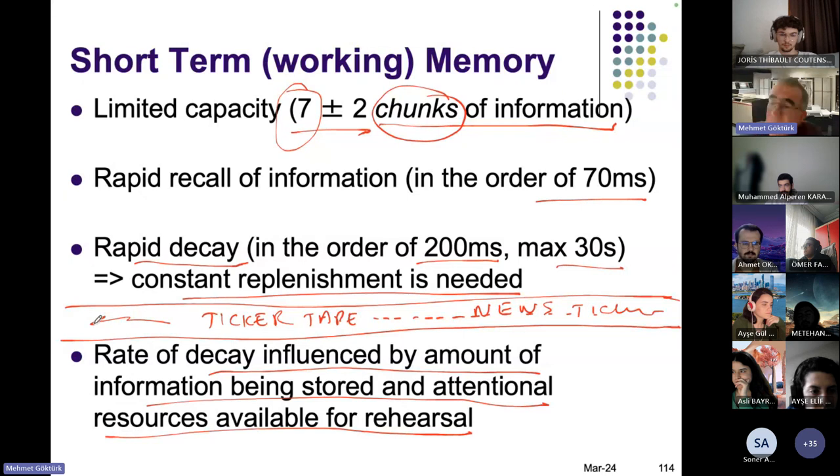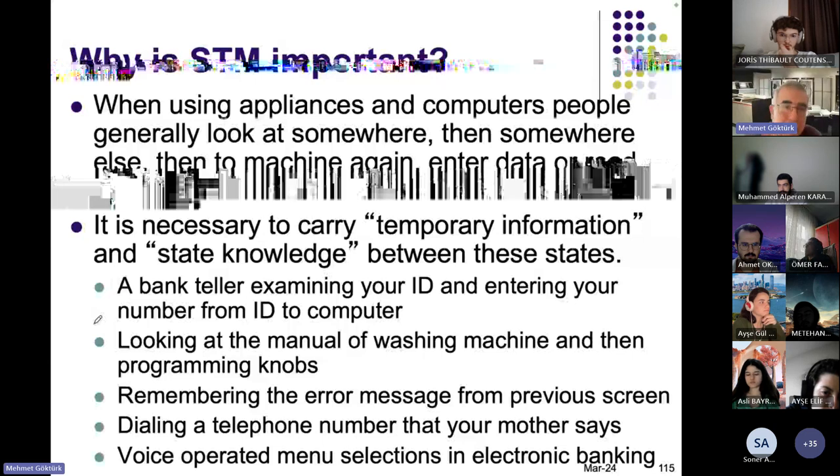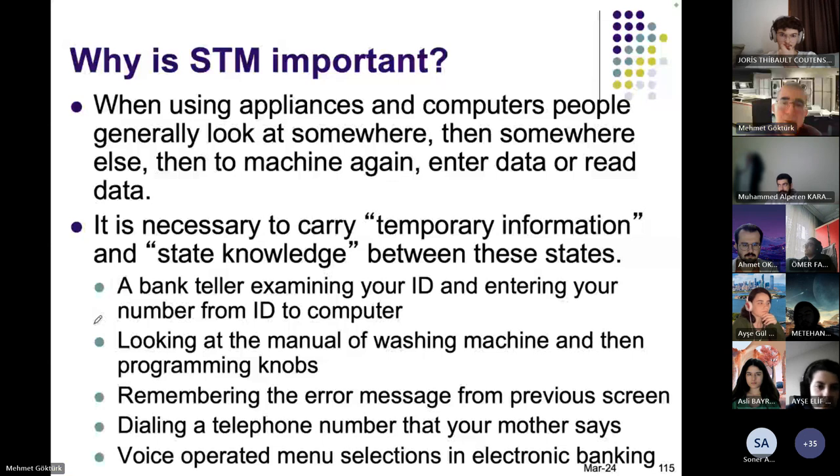When using appliances, people generally look somewhere. I explained this: look somewhere, then somewhere, and then the machine again. What we do with computers is enter information, give commands, and understand or realize something. Your friend on social media, you realize that he is cursing, and you respond. So it is a process of taking in information and entering new information. Therefore, you need to carry temporary information and knowledge between different states of the interface, as in the following examples. The bank teller examines our ID card and enters the ID number from the ID into the computer.